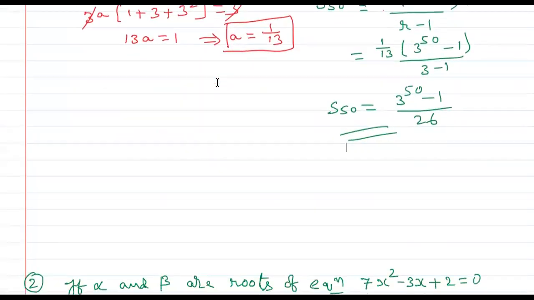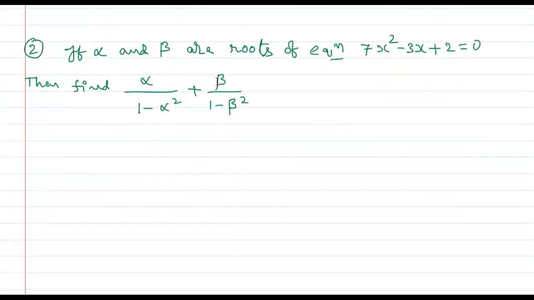Okay. Next, I am going to another question. See this. This is quadratic equation related. Alpha, beta are roots of the equation 7x square minus 3x plus 2 is equal to 0. Then find the value of this. First, the sum of the roots, alpha plus beta, how much? 3 by 7. Product of the roots, that is 2 by 7.